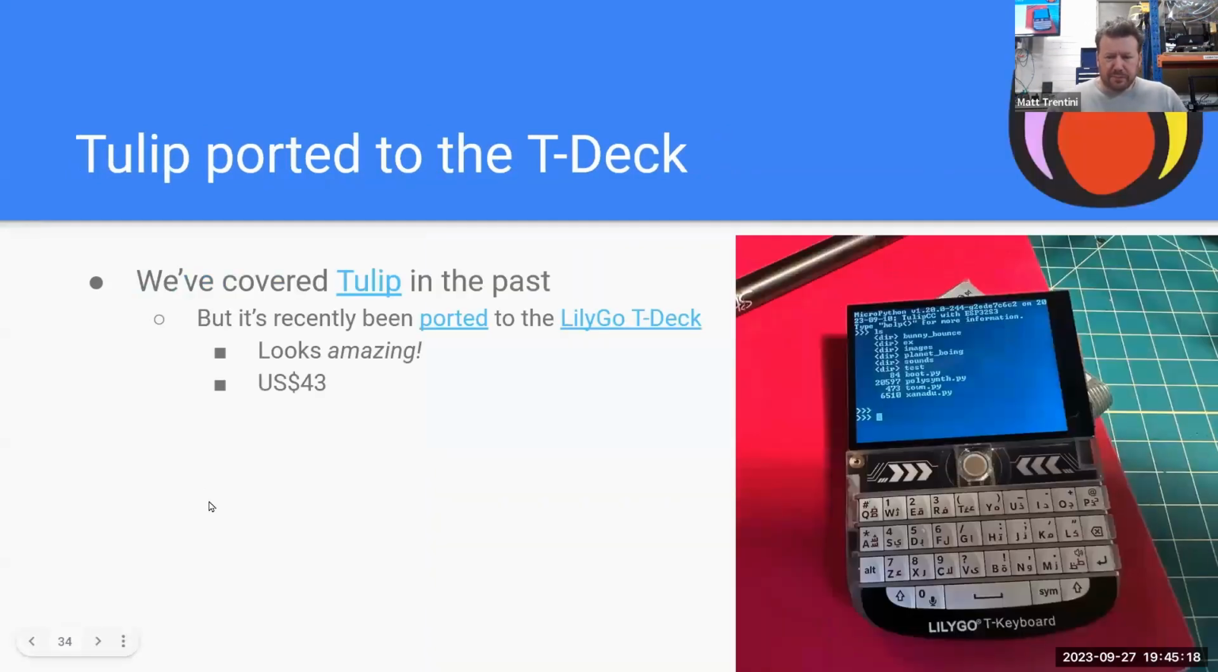Tulip, which we have covered a few times in the past, which is this project to get MicroPython running on various devices with displays. But yeah, recently it was ported to the LVGL T-Deck, which is that device you can see there with the display, keyboard, and trackpad all integrated. They're about $43 US. But yeah, it looks like a little portable MicroPython device. Looks like a little BlackBerry running MicroPython, which is pretty snazzy. Worth checking out.